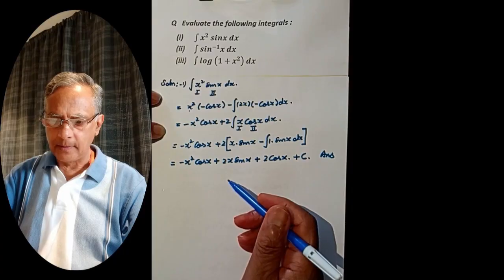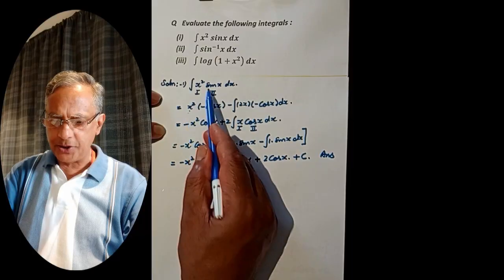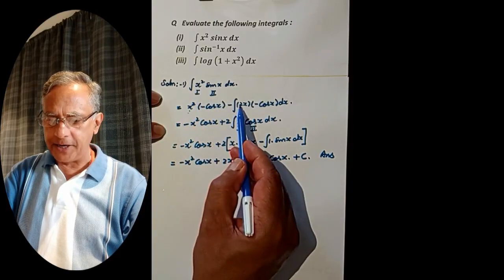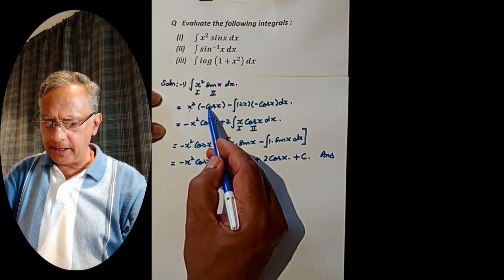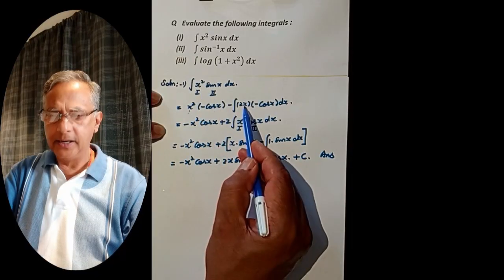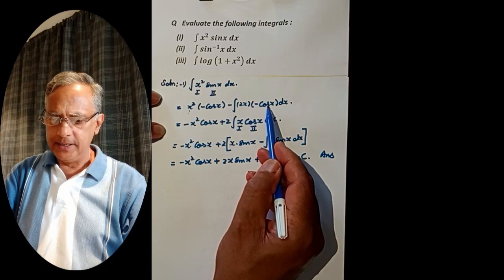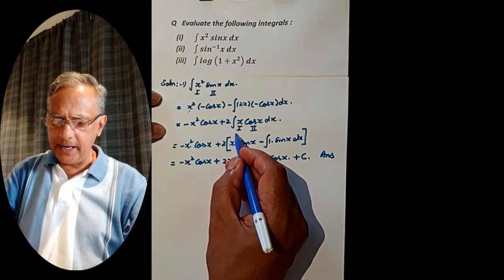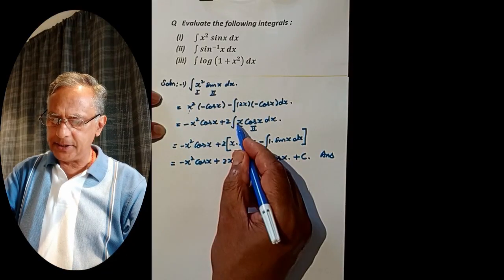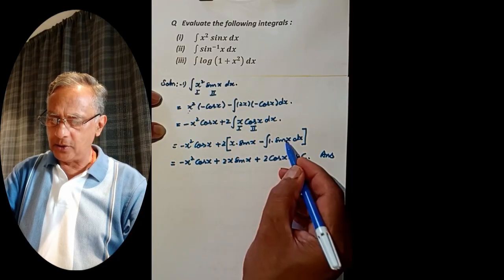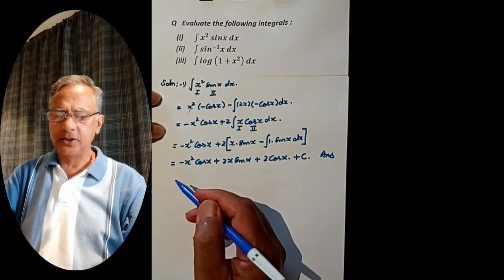Clear? So what we do is we choose this as first function and this as second. First function integral of second minus integral of differentiation of first into integral of second. We write the integral directly and differentiation directly. We get this. Again apply integration by parts: first function integral of second minus integral of differentiation of first into integration of second, and integral of this is cos x. So this is solved.